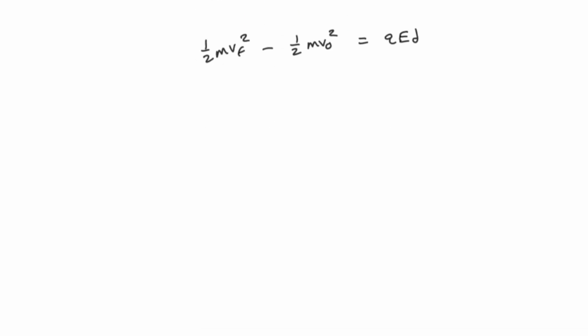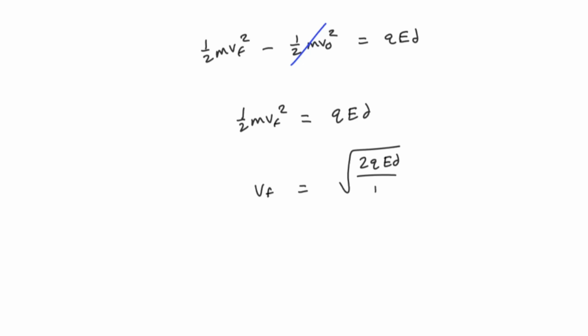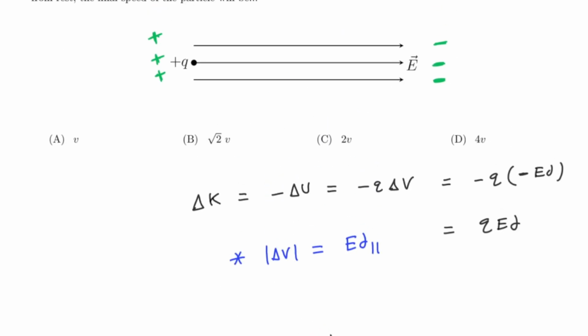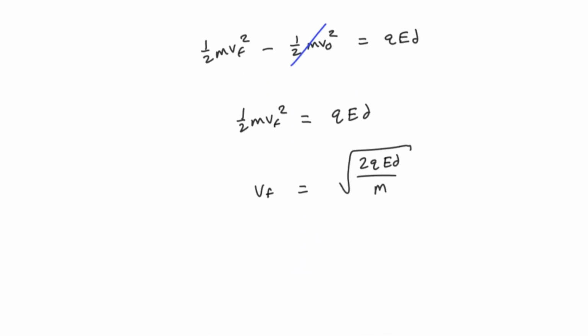And our initial velocity is 0. So 1/2 mv squared is equal to QED. So VF is going to be the square root of 2QED divided by m. So the whole question was about figuring out what the velocity is if I double the distance in the field.